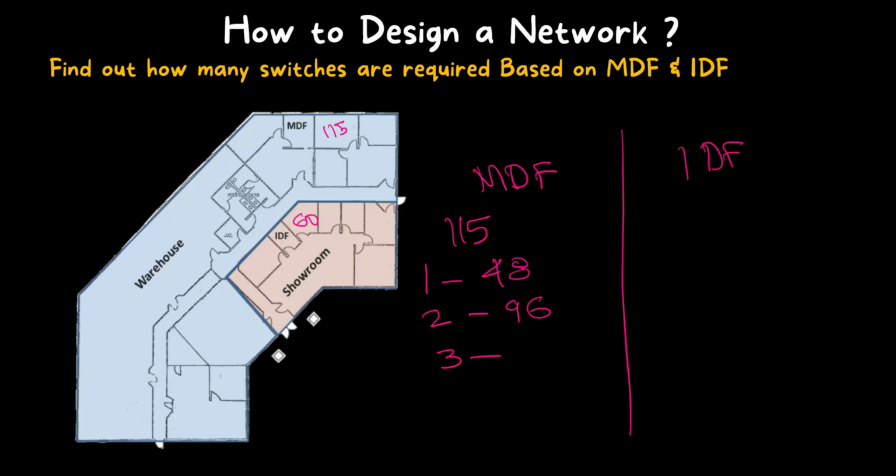When we use 3 switches, we get a total of 144 switch ports. We need only 115 switch ports. The remaining can be used as spare ports in case in the future the company is going to expand the network infrastructure, we can use these ports.